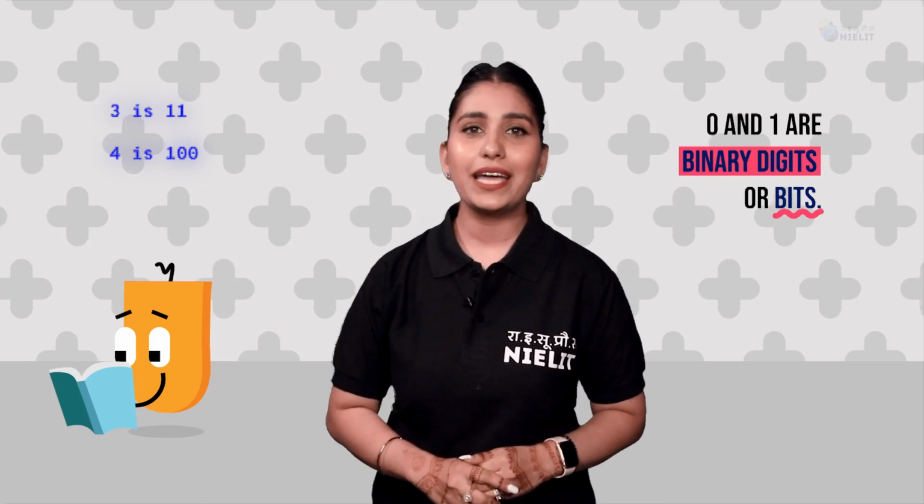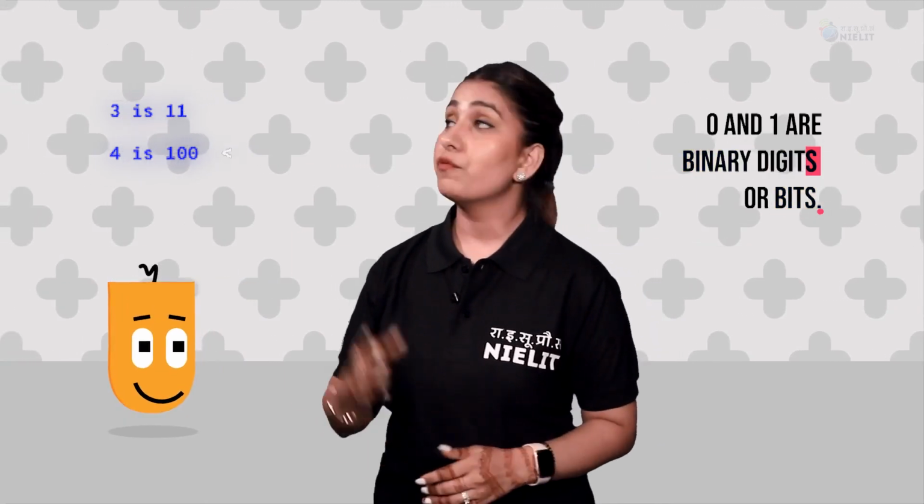Do you know how we write number 3 in binary? We write number 3 as 1 1. We write number 4 as 1 0 0. We will learn more about binary in a later course. Now we know what language computer understands, but how do we tell them what we want? How do we give them inputs?